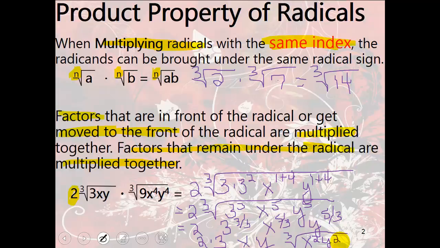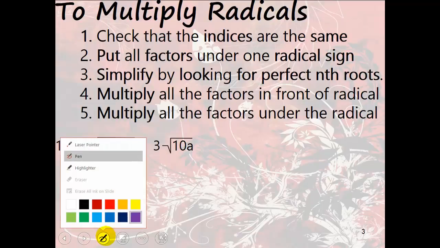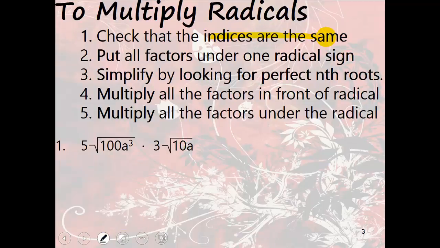I just don't have room to write that. 6xy cubed root x squared y squared. Just like that. That would be your final answer. A couple things to think about. Indices have to be the same. Move all factors under one radical sign. Simplify by looking for perfect nth roots. Multiply factors in the front. Multiply factors under the radical.